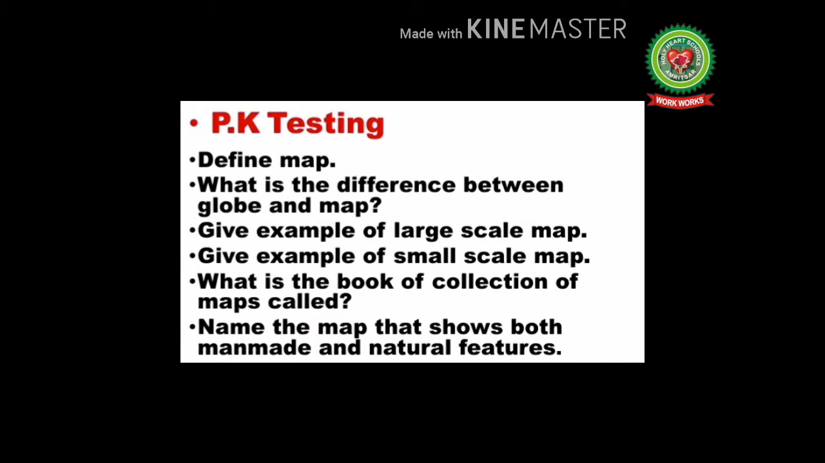Before I begin, I would like to ask some questions you had done in the previous classes. Define map. What is the difference between globe and map? Give example of large scale map. Give example of small scale map. What is the book of collection of maps called? And at the last, name the map that shows both man-made and natural features.